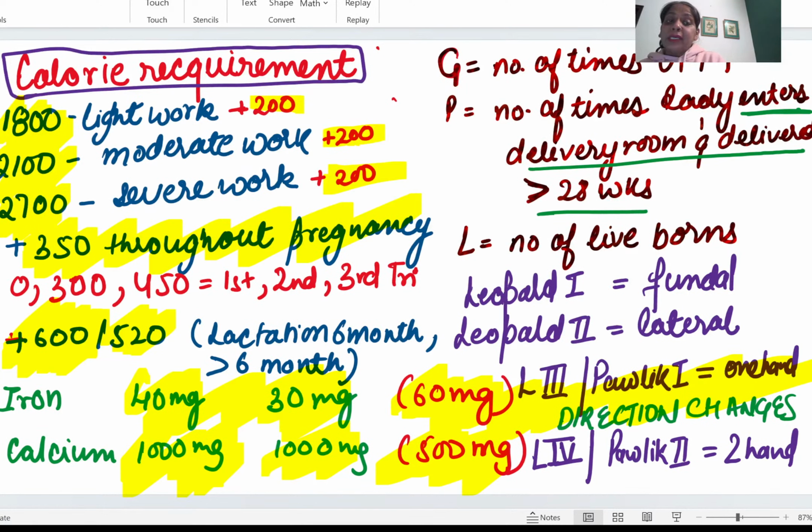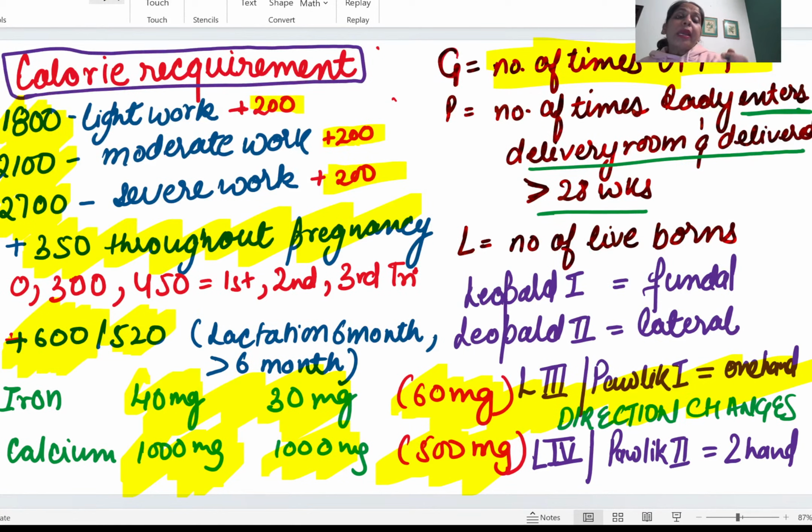If you get confused between twins pregnancy and all this, you have to remember the number of times the UPT becomes positive. So for twins pregnancy only one gravida is calculated, and for abortion the gravida is also calculated. So it is the number of times the UPT has come positive.